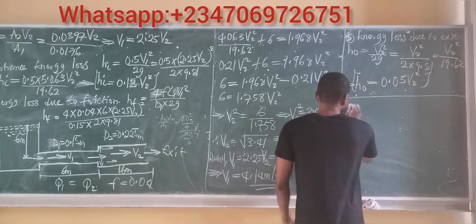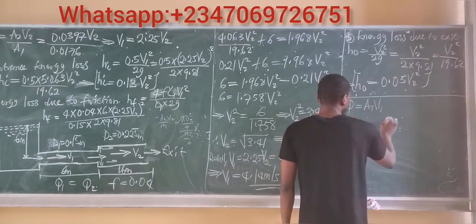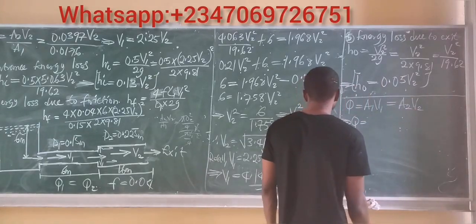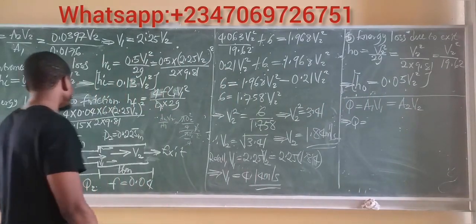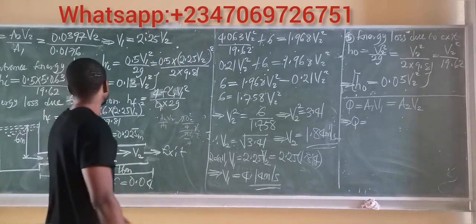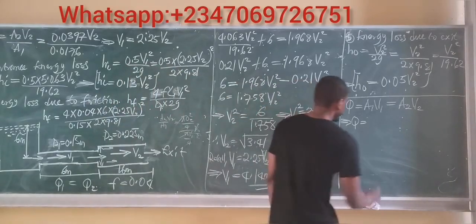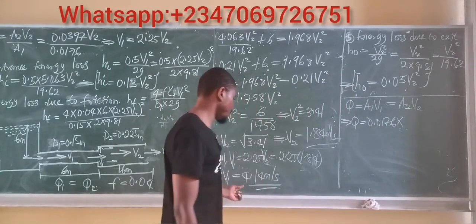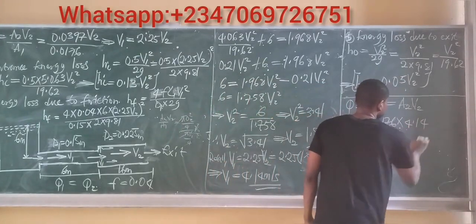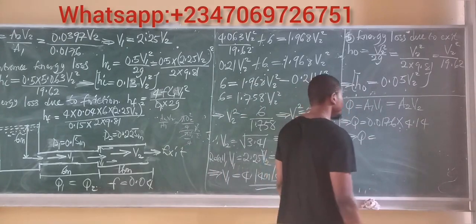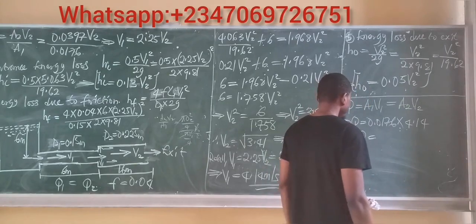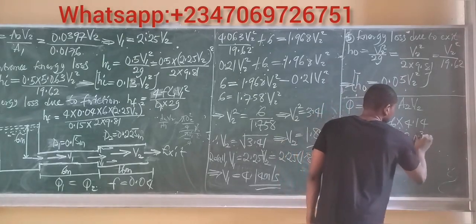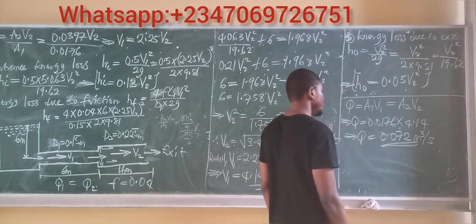The first question says calculate discharge, and we know that Q can either be A1 V1 or it can also be A2 V2. So this simply implies that Q is equal to, what was our first area? 0.0176. So recall that A1 gave us 0.0176, multiplied by V1. We obtained V1 here as 4.14. So Q is equal to 0.0176 multiplied by 4.14. You have 0.072 meter cube per second. So this becomes the discharge through the pipe.